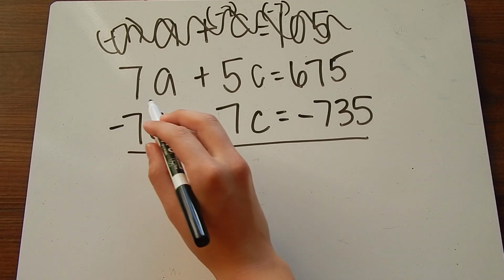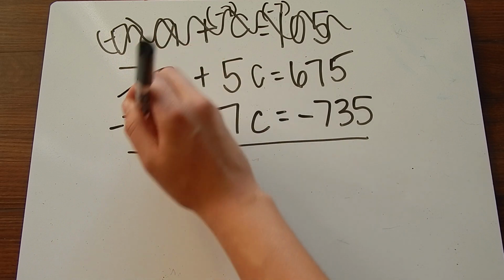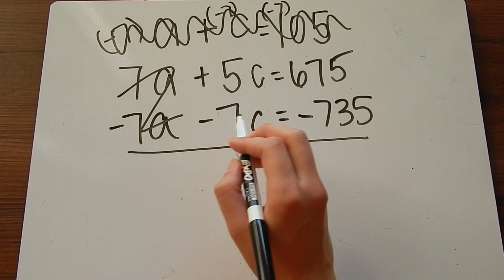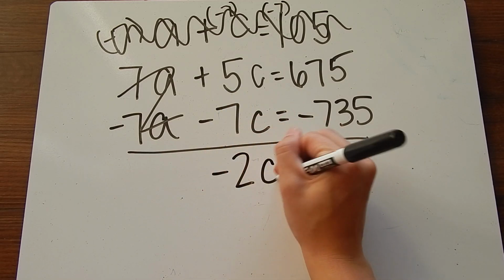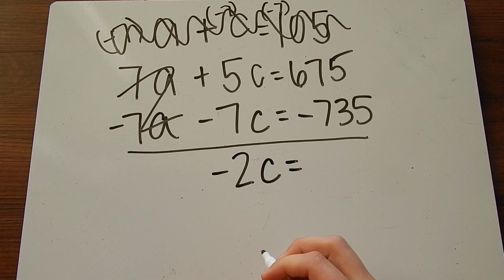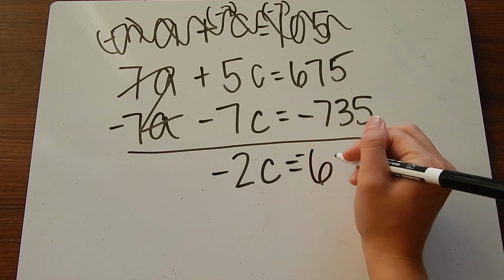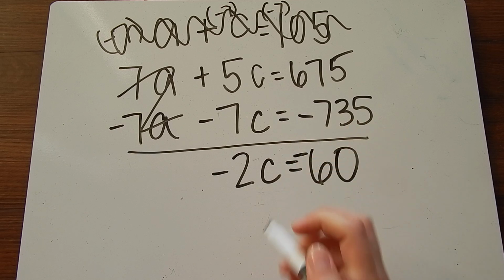So just like I wanted, my 7A and negative 7A are going to zero out. I don't want an A. Then I'm going to add down here. 5 plus negative 7 is negative 2C. Bring my equal sign down, and I'm going to add 675 plus negative 735, and I get negative 60.